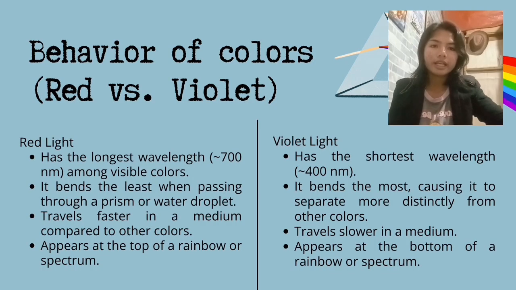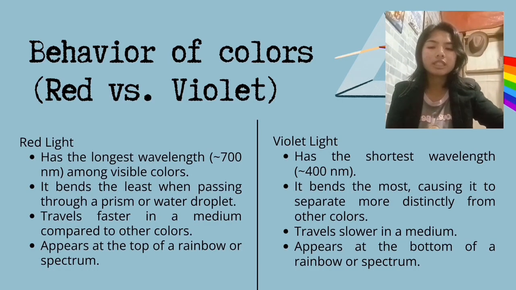Violet, on the other hand, sits at the opposite end of the spectrum with a much shorter wavelength, which is around 400 nanometers. Shorter wavelengths are more susceptible to refraction, so violet light bends significantly more than red when entering a new medium. This strong bending causes violet to separate more distinctly from the rest of the colors, making it appear at the bottom of a rainbow or spectrum. Violet light also travels slower in a medium compared to red light because of its shorter wavelength. This difference in bending behavior is what gives rise to dispersion.